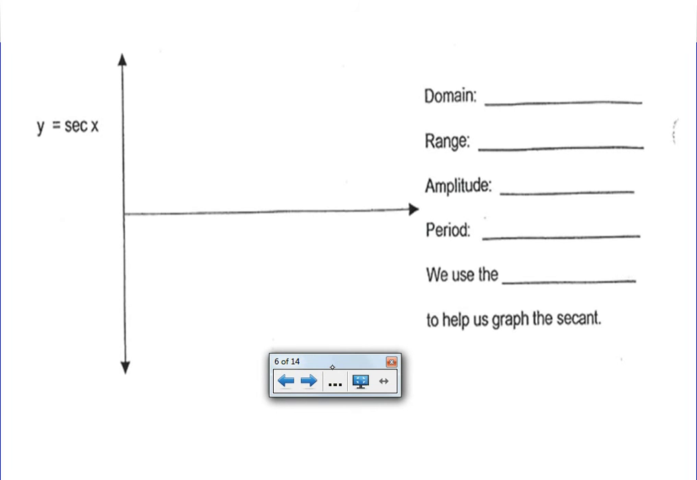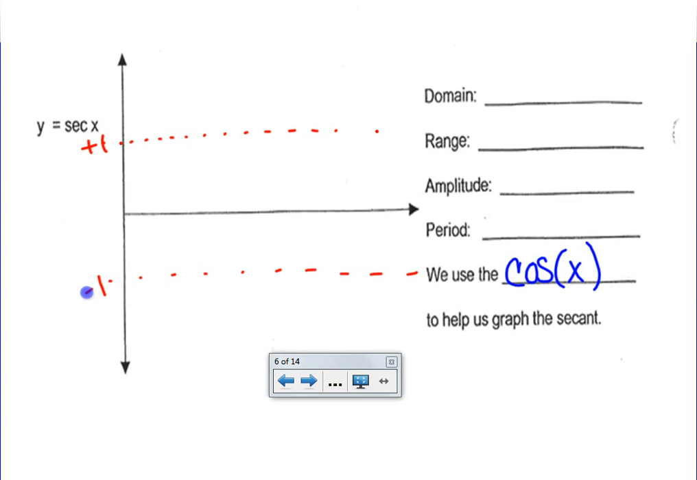Who do you think we're going to use to help us graph secant? Cosine, yes. So we're going to use the cosine graph. Just like before, you're going to mark off what would have been your cosine's amplitude. Oh, that's really ugly. Sorry. You're going to mark off your quarter points again.